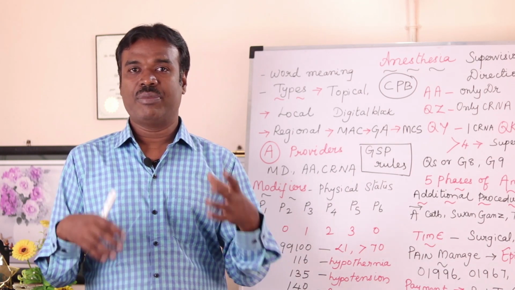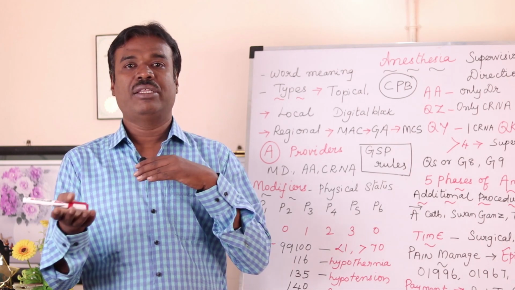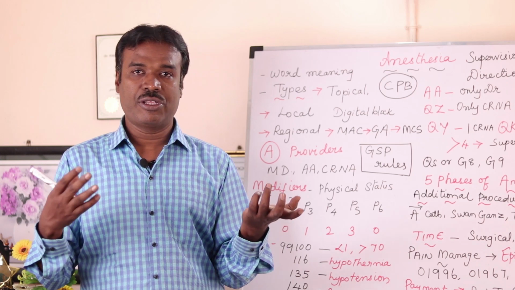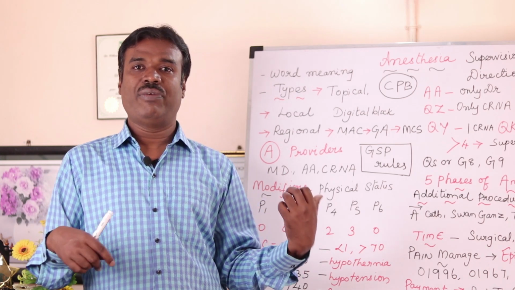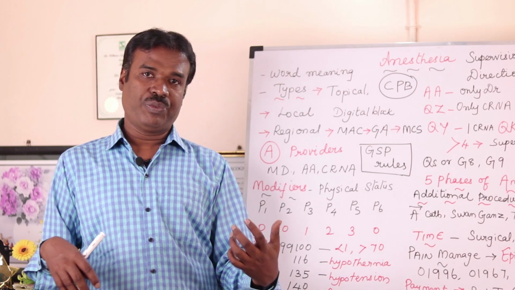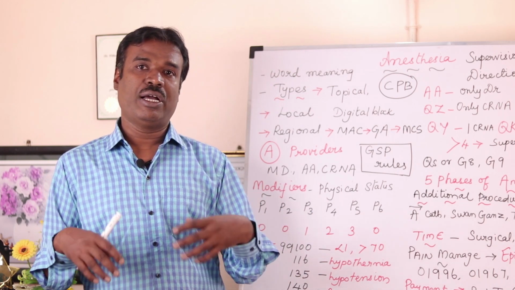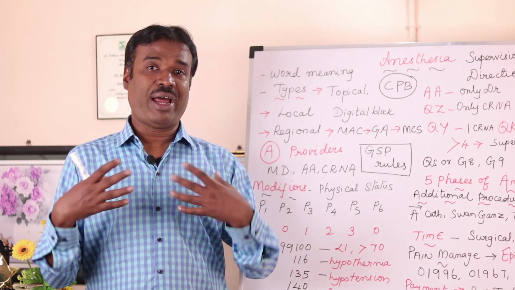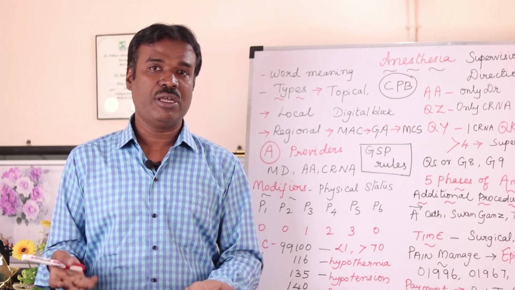So at that time, since it is an emergency and there is no preoperative evaluation and management by the anesthesia provider, you can very well assign another code called 99140 to show that anesthesia is complicated by the emergency procedure, or anesthesia is being done as an emergency procedure.